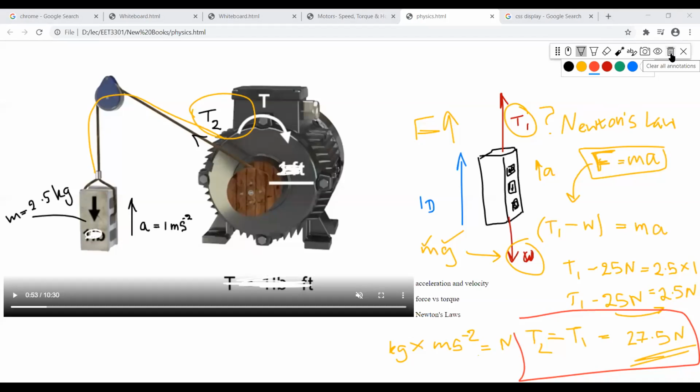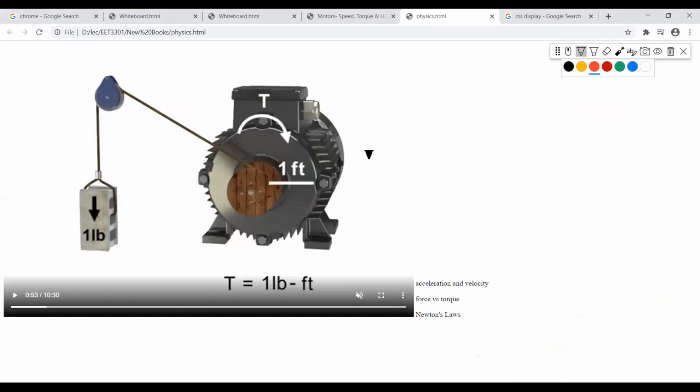And now calculate the torque for this situation. Calculate the torque for this situation. Torque. The radius is, as I told earlier, 5 centimeters. So what is the torque for this situation?